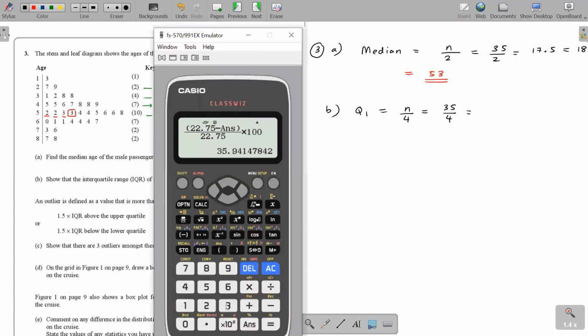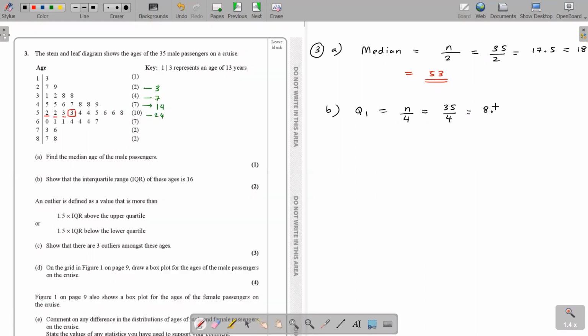Wait, 30 divided by 4. Not hearing what you all are saying. Okay, 8.75. So 8.75, you must round the number up. So when you round the number up, it's the 9th term. So 9th term, count. So here the first 1, 2, 3, 4, 5, 6, 7. So you can see 7 is ending here. 7, 8, 9. So 9th term is 45, right? Q1 is 45. Do you agree?